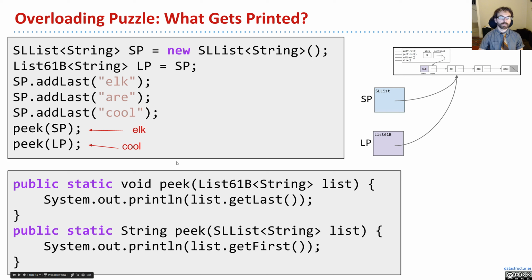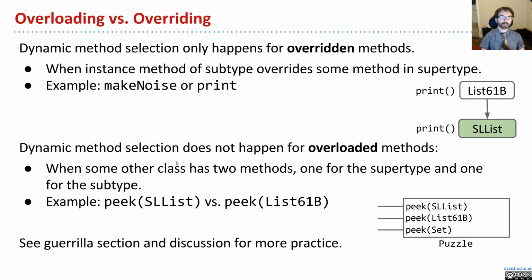All right. So let's draw the distinction between overriding and overloading. Dynamic method selection only happens for overridden methods. And that happens whenever an instance method of the subtype overrides some method in the supertype. So for example, with slist, we had print, and that overrode a method in the list 61b interface. So print is a great example. Make noise for animals, maybe.